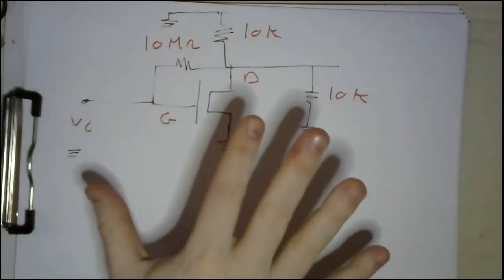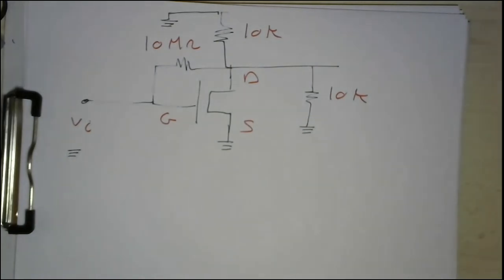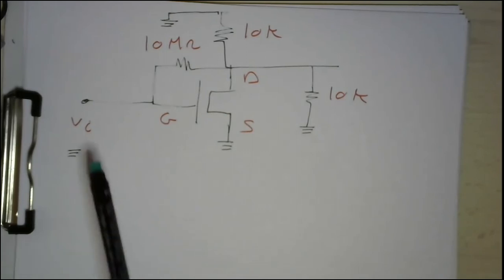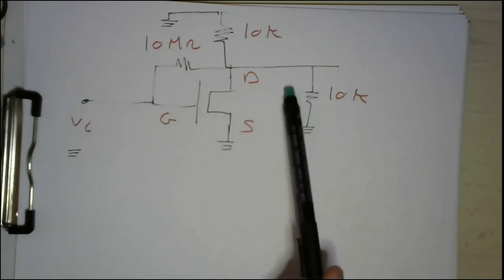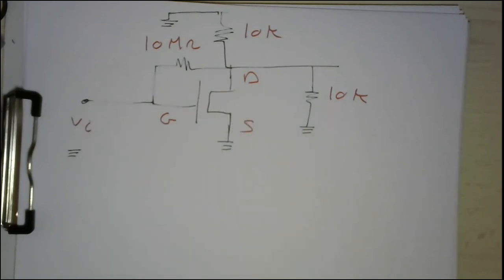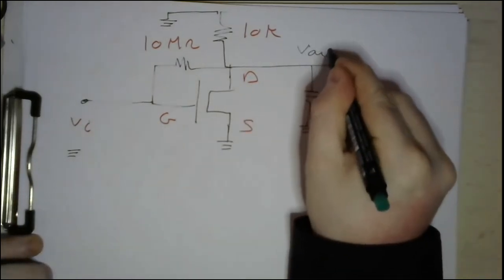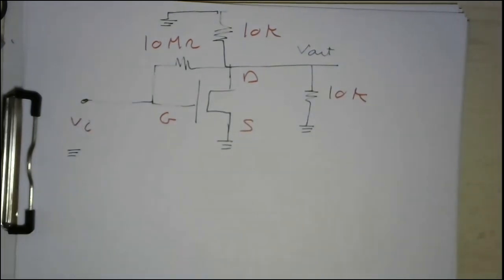Okay, so this circuit represents the AC circuit for a MOSFET. We only have AC sources, which is this one. This is the input and this is the output. So this is V out and this is V in. And we are now considering the relation between the input and the output.